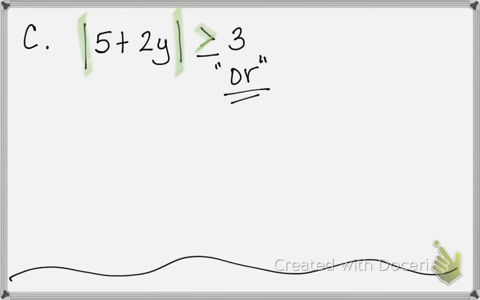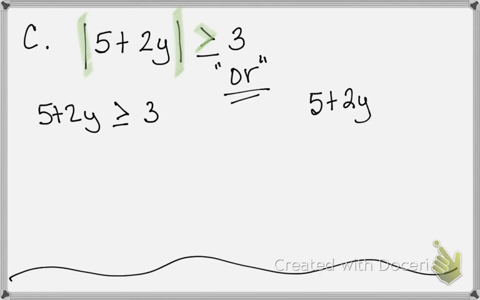Now we're going to set up our two inequalities. 5 plus 2y is greater than or equal to 3, or 5 plus 2y, flip our sign, and change it to a negative 3. Then we solve as normal. So pause here, solve it, and see how you do.